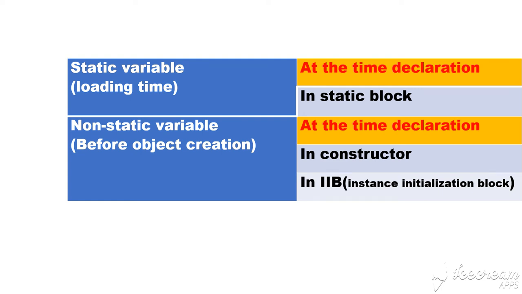So initialization of a final variable depends on the type of the variable. It can be a static variable or non-static variable. In both the cases, static and non-static, you can initialize at the time of declaration. But apart from that, if it is a static variable, you can initialize your final variable in a static block. And if it is a non-static variable, then you can initialize your non-static final variable in a constructor or in IIB.